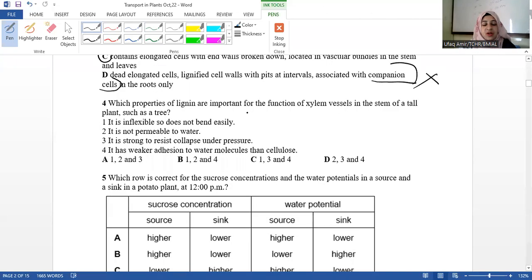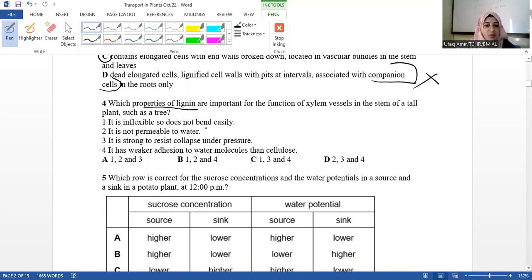Which properties of lignin are important for the function of xylem vessels in the stem of a tall plant such as a tree? Lignin, you know, is a polymer deposited within the cellulose cell wall, and it makes it rigid, hard and non-permeable. When the cell wall gets deposited with lignin, it completely becomes non-permeable, and the structures inside die within some time period, because there is a surrounding non-permeable layer. So inside the structure, the cytoplasm, nucleus, and all the organelles die after some time. That happens in the formation of xylem vessel elements.